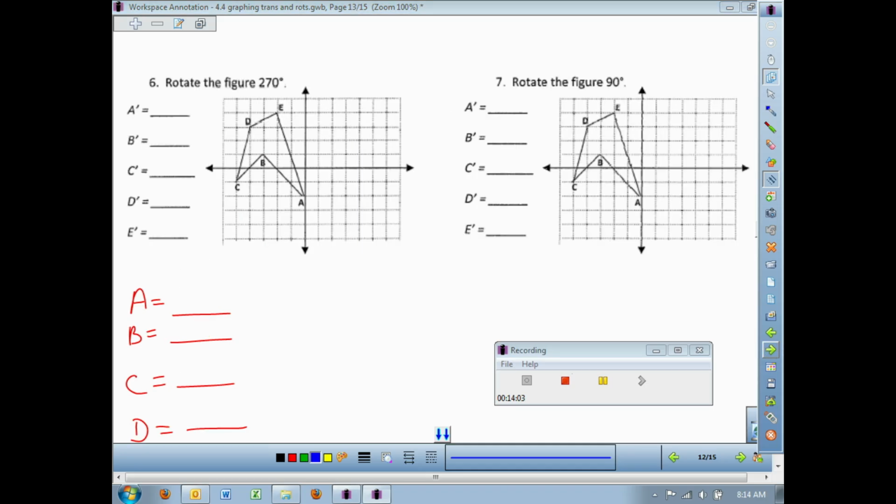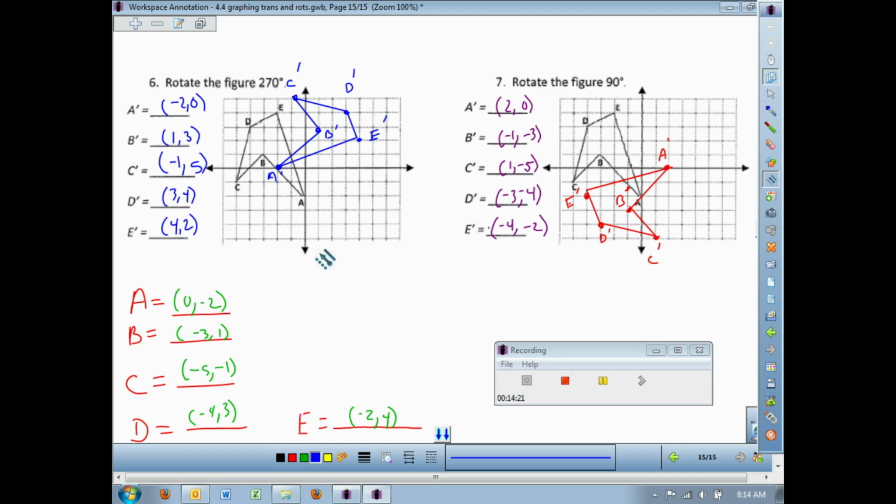And then the last two, figure out where your original points are first, A, B, C, D, and E. It's the same graph on both of them, so just over here on your left margin, which I didn't have room for. Then use your rules. Go ahead and do both of them. Just pause the video, do both of them. When you're done, it should have looked like so.